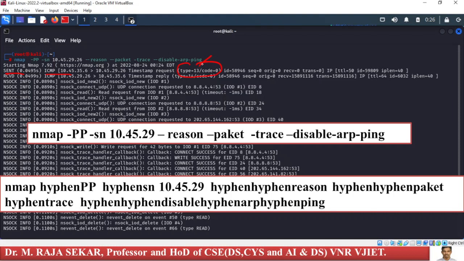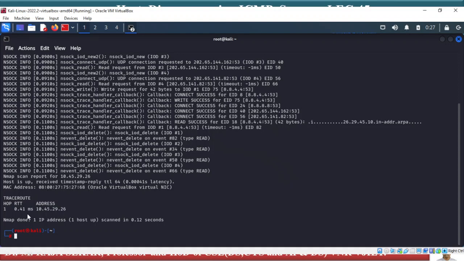This is a request, and where is your reply? Just see in reply bracket. This is sent, this is received. Type 14 message from the target system, and finally it is generating the report as host is up. Just you can see in this message what it says: host is up, received timestamp reply. So let's check for the -PM option also.